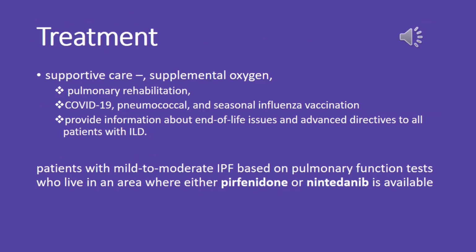Treatment for idiopathic pulmonary fibrosis, IPF, focuses on various aspects of supportive care and management. Supportive care measures include the provision of supplemental oxygen to relieve dyspnea and improve oxygen levels in the blood. Pulmonary rehabilitation programs can also be beneficial in improving exercise capacity and quality of life for individuals with IPF. In addition to supportive care, vaccination against COVID-19, pneumococcal infections, and seasonal influenza is essential to prevent respiratory infections, which can exacerbate IPF symptoms and lead to complications.